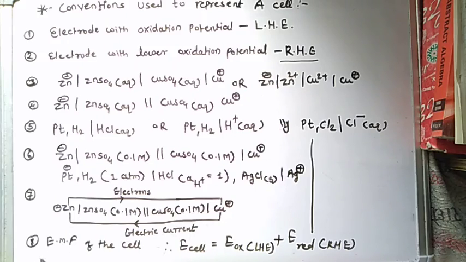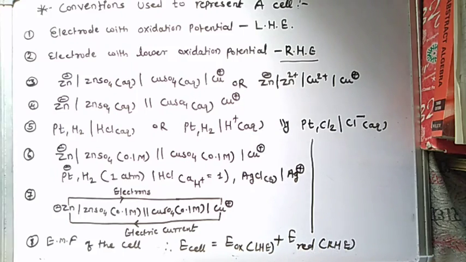Next convention is that EMF of the cell, in that case, is the sum of oxidation potential of left hand electrode and the reduction potential of right hand electrode. This will be represented as E cell equals to E oxidation of left hand electrode plus E reduction of right hand electrode.